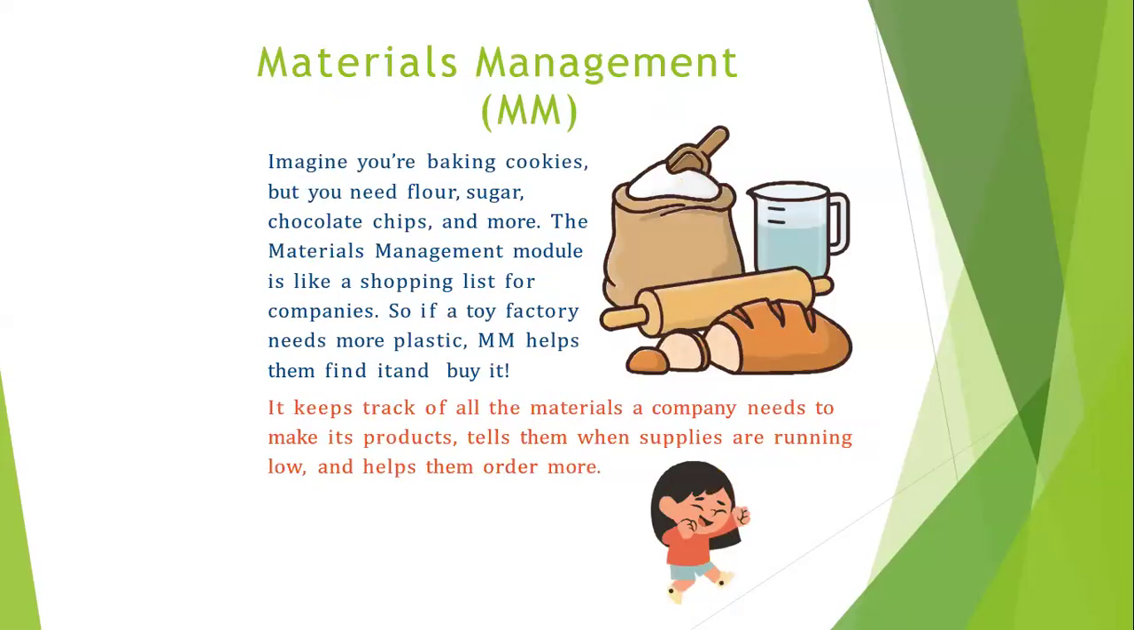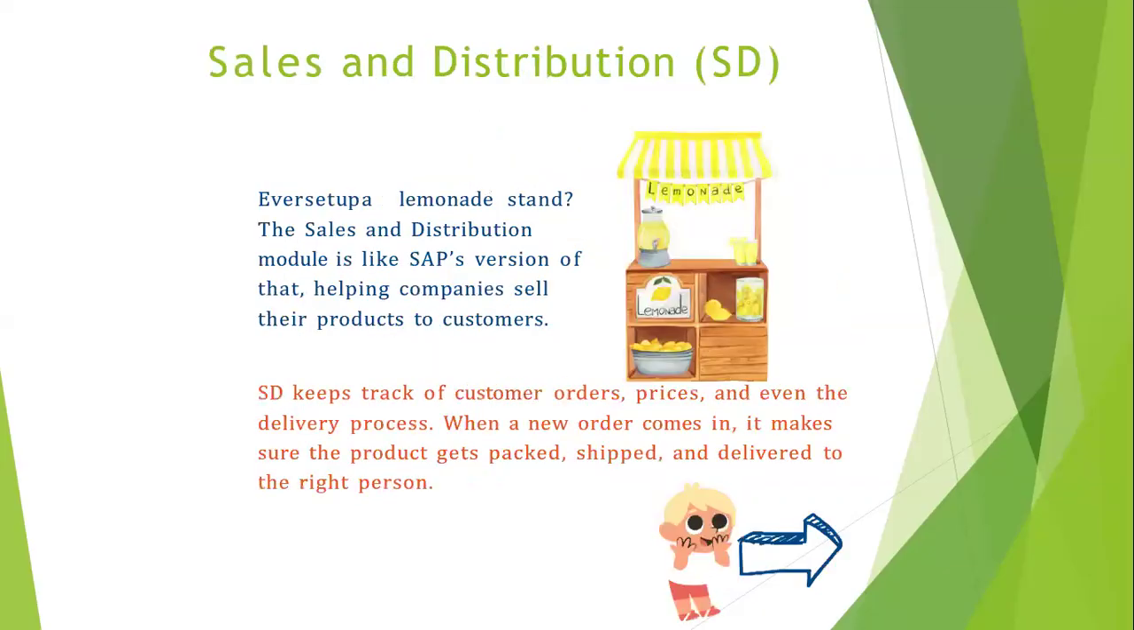Now coming to material management. Imagine you're baking cookies, but you need flour, sugar, chocolate chips, and more. The material management module is like a shopping list for companies. So if a toy factory needs more plastic, it helps them find it and buy it. It keeps track of all the materials the company needs to make its products, tells them when supplies are running low, and helps them order it.